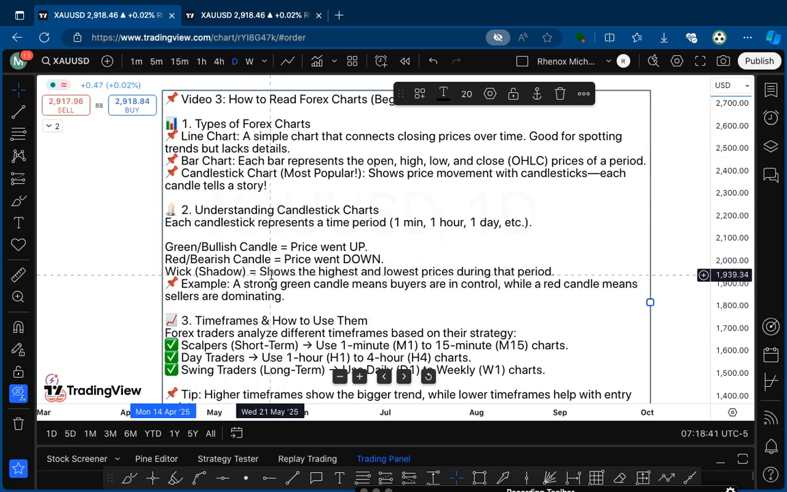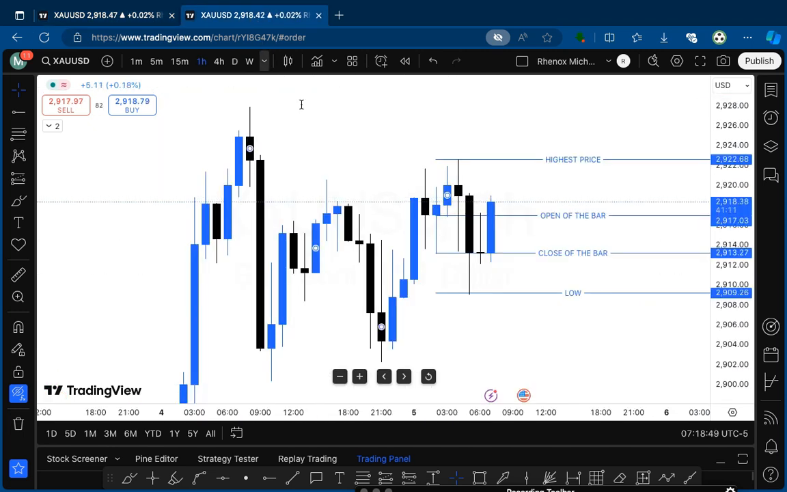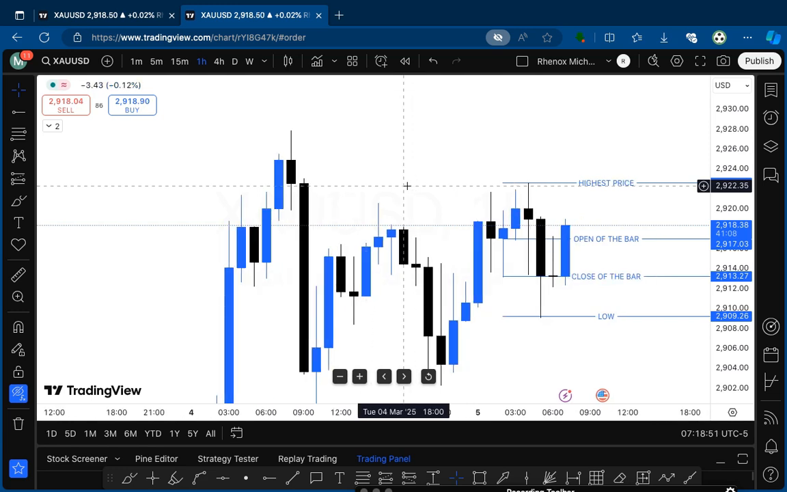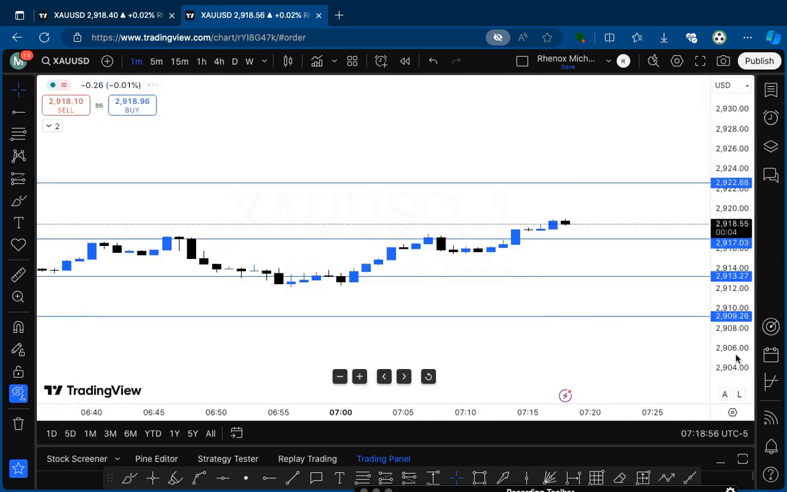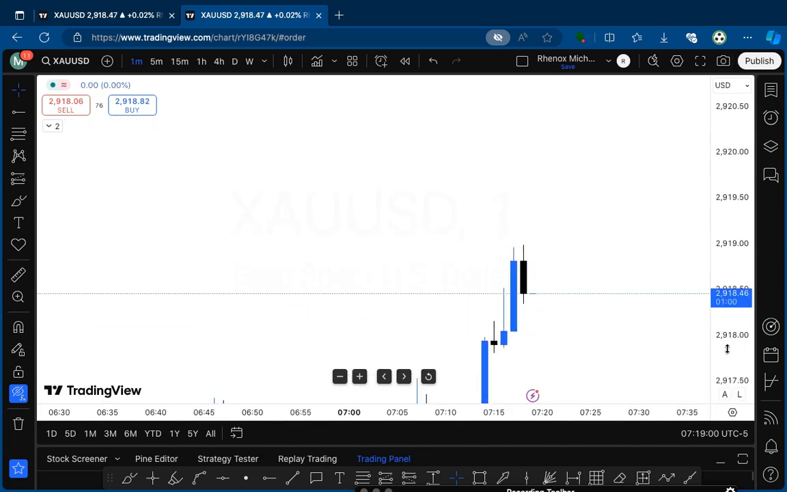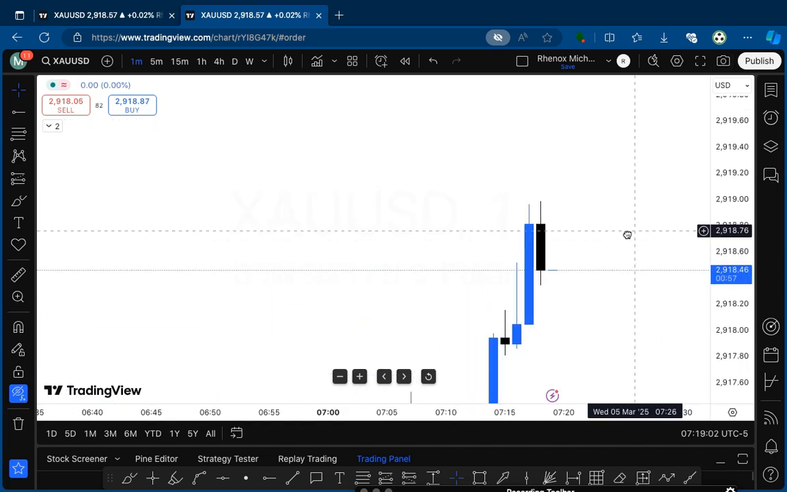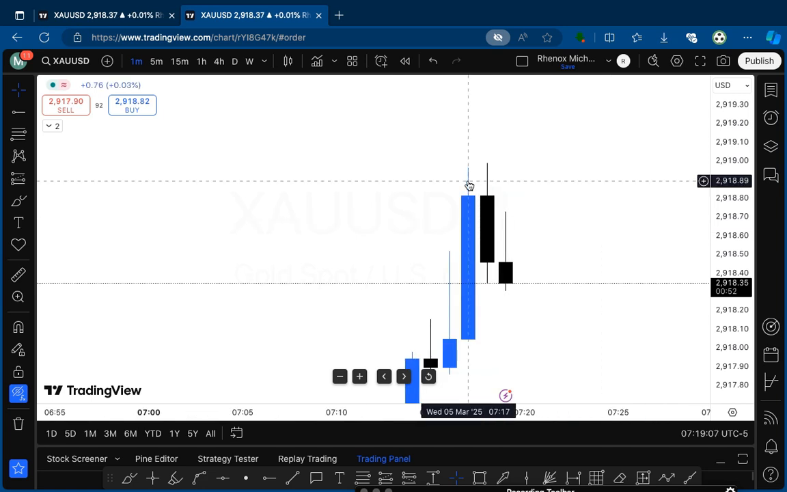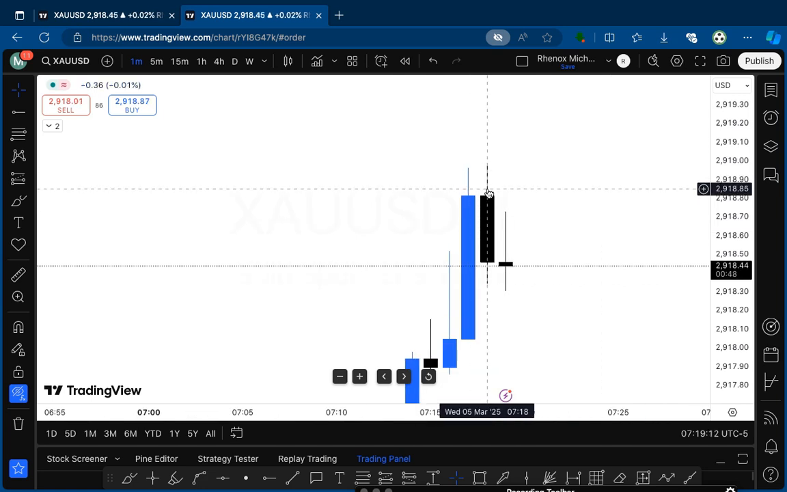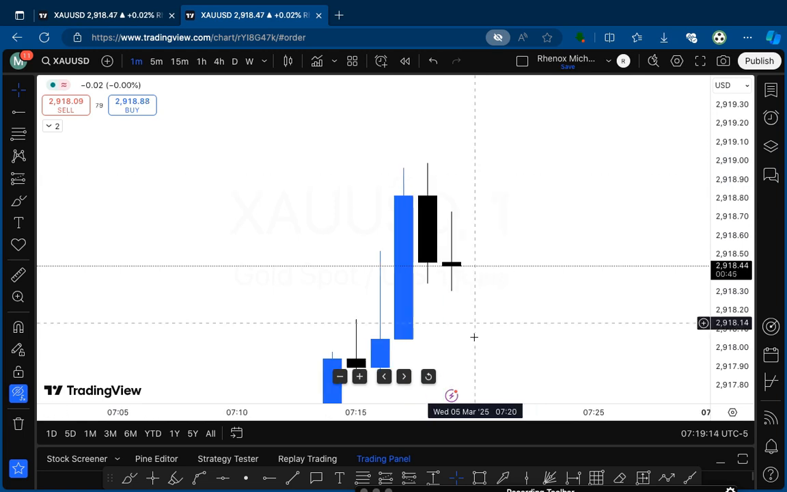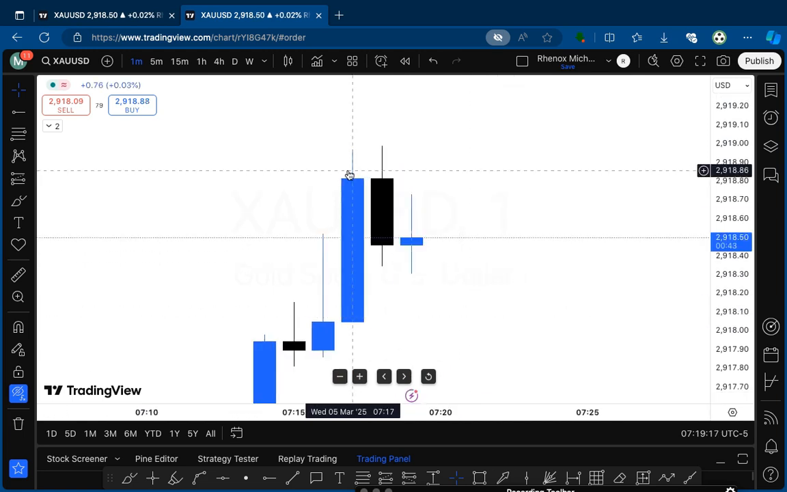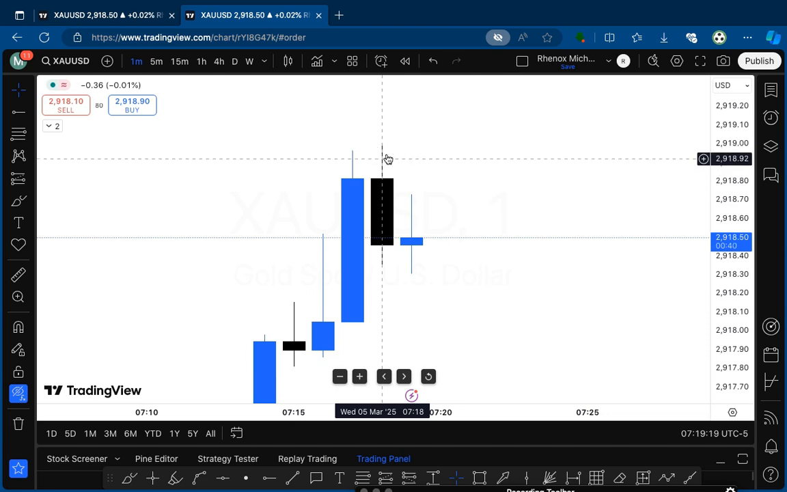Then now the wicks and shadow. The wick shows you the highest and lowest price during that period. That is, if a candle opens and keeps running throughout a particular time frame, then you know that that candle took that time to run, and after the whole running, you should see probably a wick, because not all candles print a wick at the end of their movement. Not all candles do that, you understand? But most times you find out that every candle has a wick.